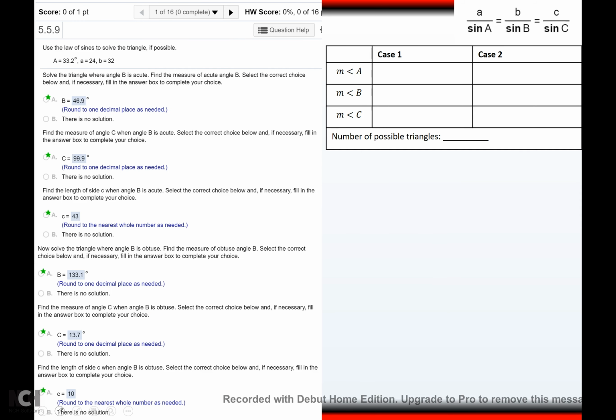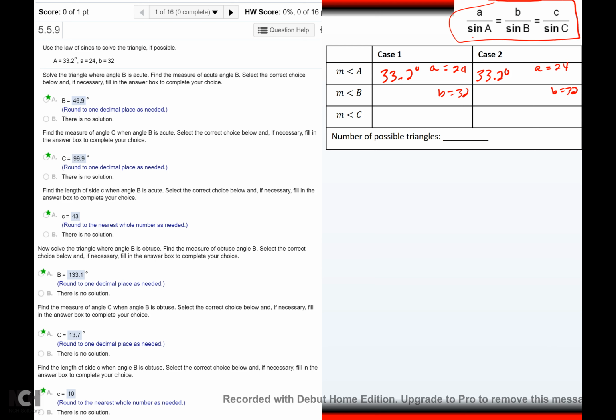Alright, so the first one says, use the law of sines to solve the triangle if possible. They tell me that angle A is 33.2, and that if there are two cases, it will be true in both cases, that little a equals 24, and that little b equals 32.